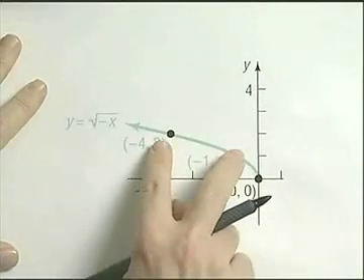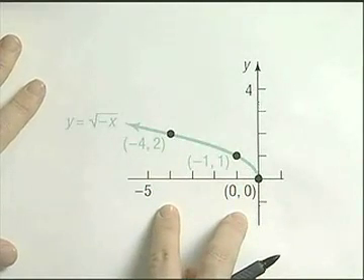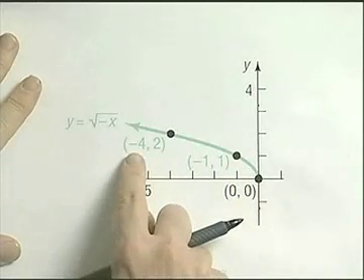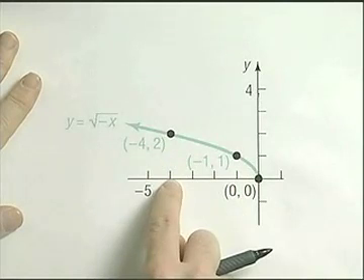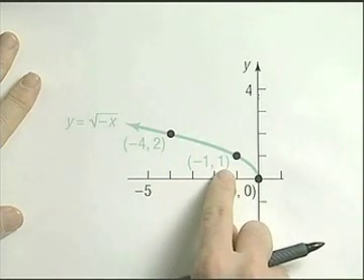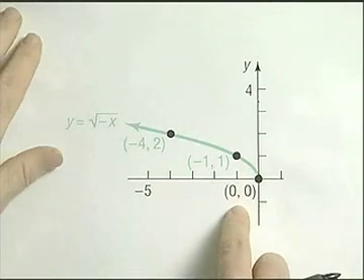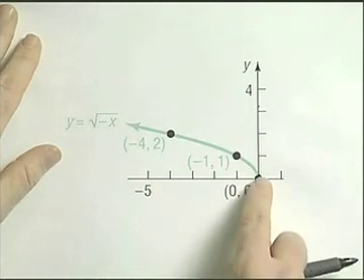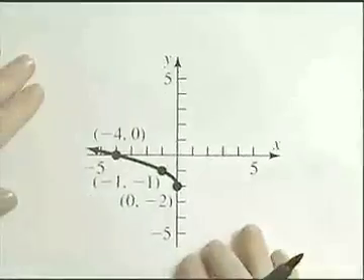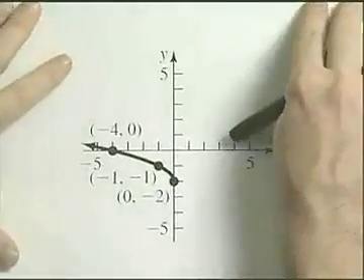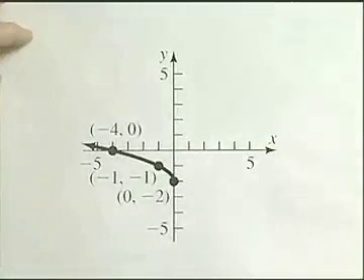Now what I'm going to do is take this graph and shift it down 2 places. So instead of negative 4, 2 being on the graph, it's going to be negative 4, 0. Instead of negative 1, 1, we're going to have negative 1, negative 1. Instead of 0, 0, it's going to be 0, negative 2. And we obtain this graph. So this is the graph of h of x equals the square root of negative x minus 2.